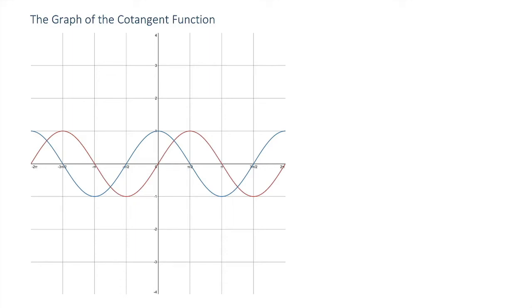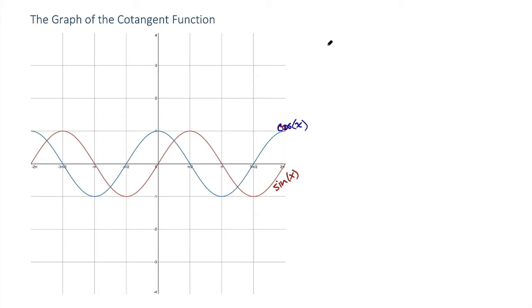For the graph of the cotangent function, we're going to use the graphs of the sine and the cosine. Here the cosine is in blue. This is the cosine of x. And the red is the sine of x.